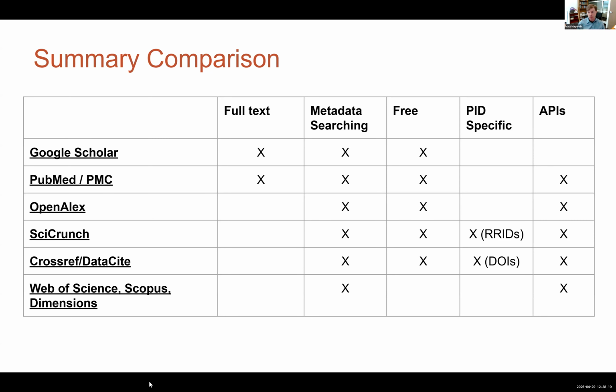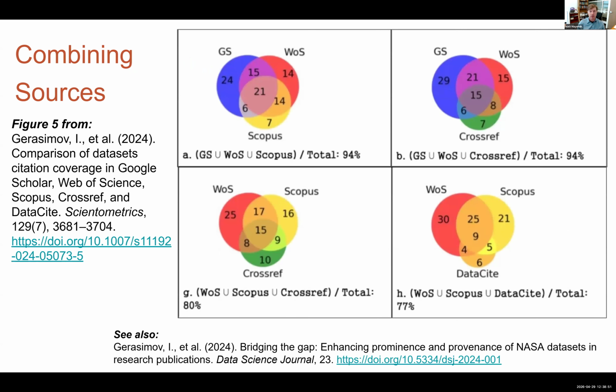So here's the summary of some very high-level characteristics of these services. Full text is useful, but is not always the case. In fact, it's not. Most of these services do not provide full text searching. Metadata searching is kind of the coin of the realm here. Many of them are free, except for, of course, the category I mentioned at the end. A couple of them are PID specific, and then most of them have APIs, except for Google Scholar. And of course, for the bottom category, these are paid APIs. So these would be paid services as well. So these might be sort of a quick reference.